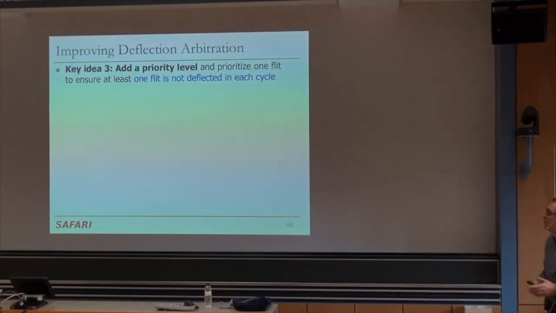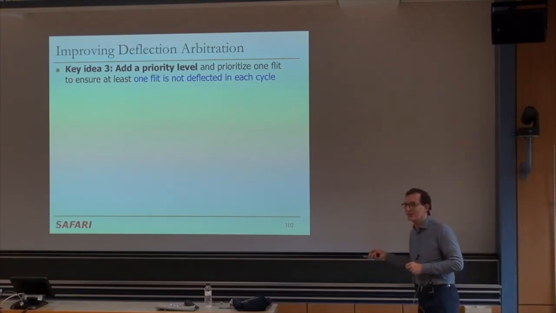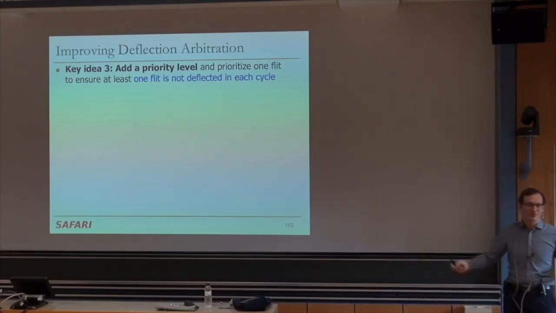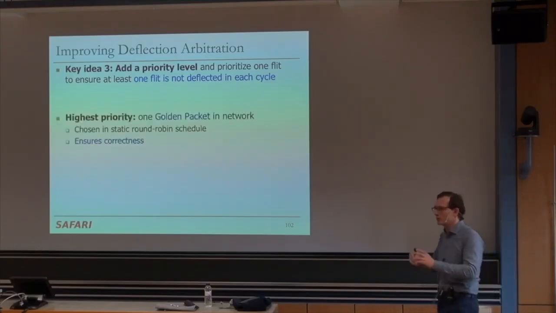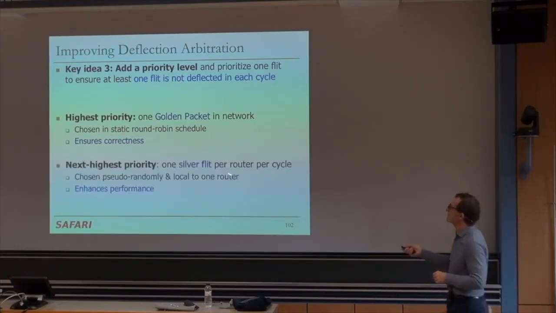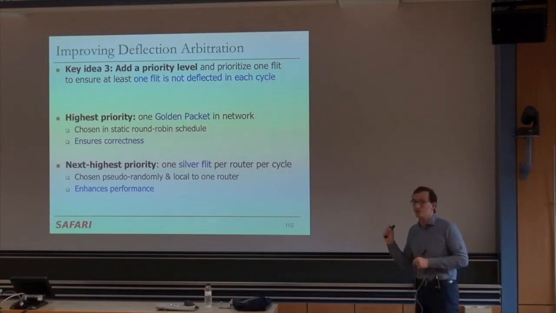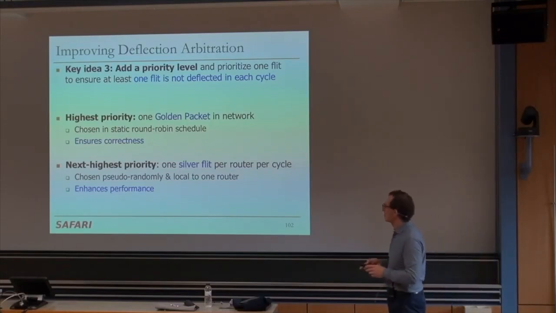So the idea is very simple. You add another priority level and prioritize one flit to ensure at least one flit is not deflected in each cycle. Right? You could actually expand this to a bronze flit, and you can do that more. You could add a little bit more priority into the system. So okay, highest priority, one golden packet in the network. We've discussed this, it ensures correctness. The next highest priority is one flit, a silver flit, per router per cycle. So it's a very local priority. It's chosen pseudo-randomly and local to one router, and it enhances performance.